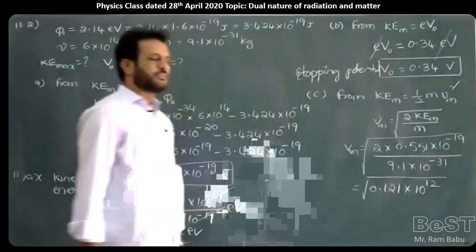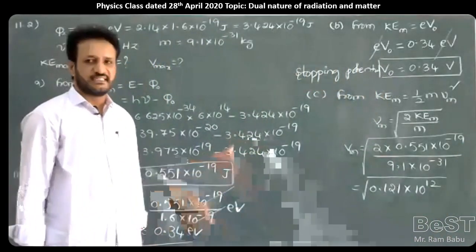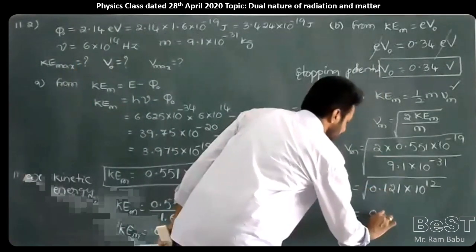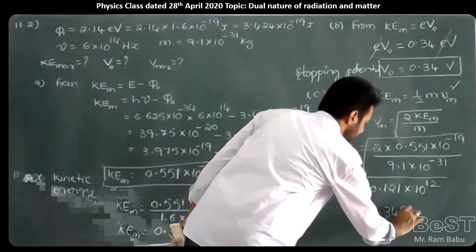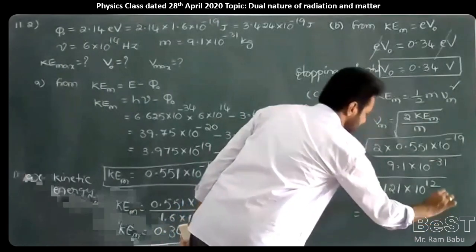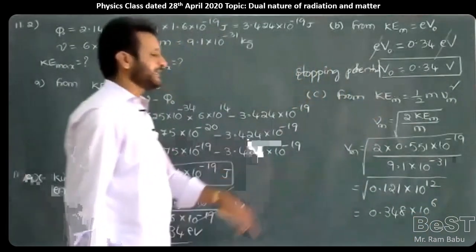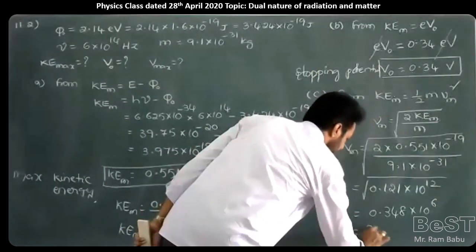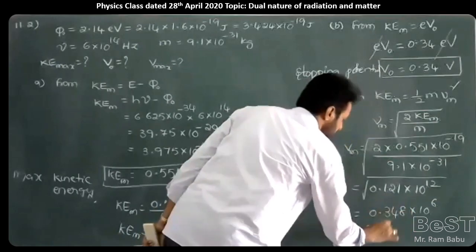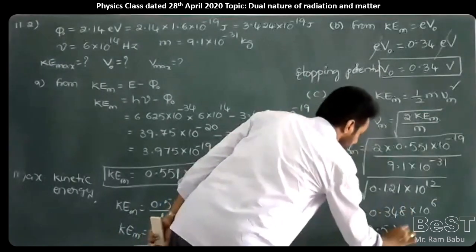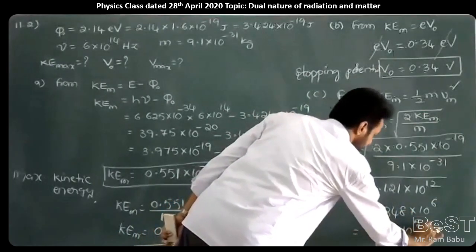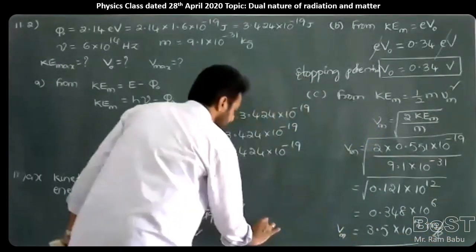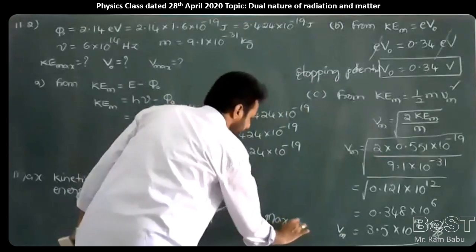If we take 10 power 12 outside the root, it becomes 10 power 6. Now we should take the root of 0.121, which is 0.348 into 10 to the power of 6, or 3.48 into 10 power 5, also right. You may round this value to 3.5 into 10 to the power of 5 meter per second. It is the maximum speed of photoelectrons.